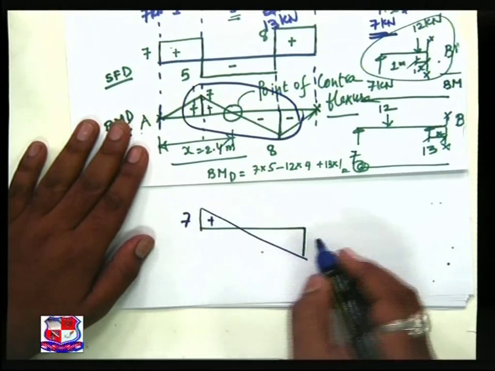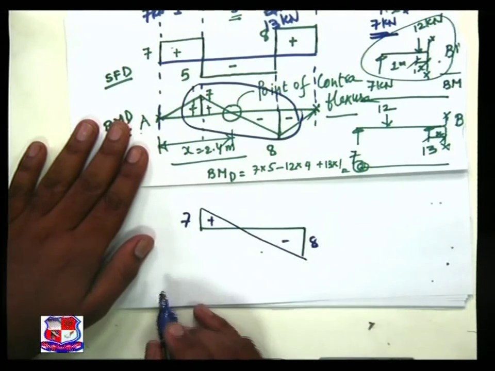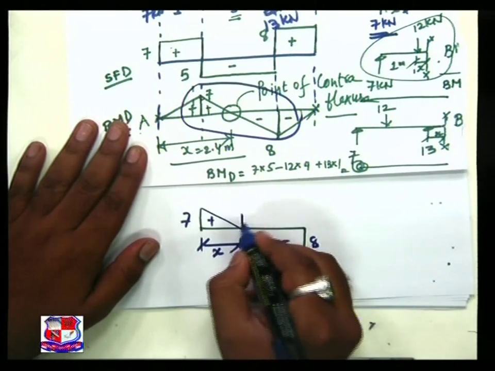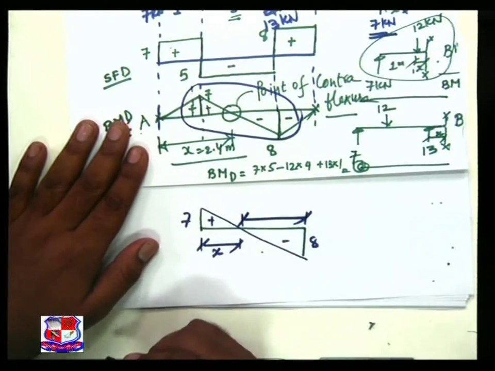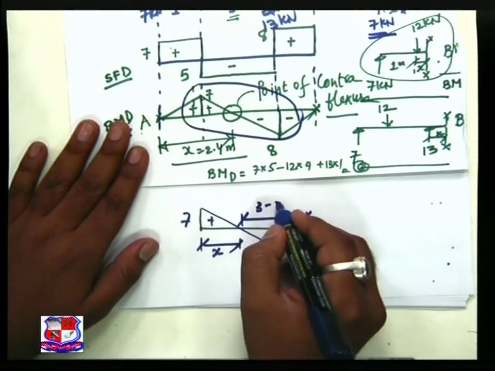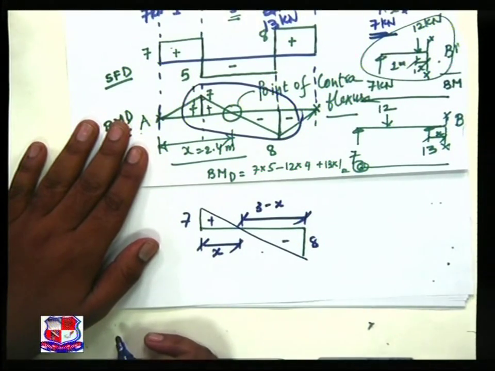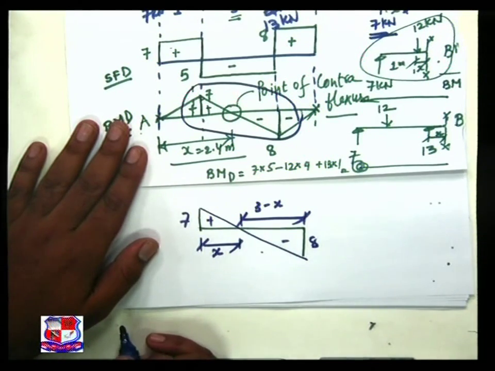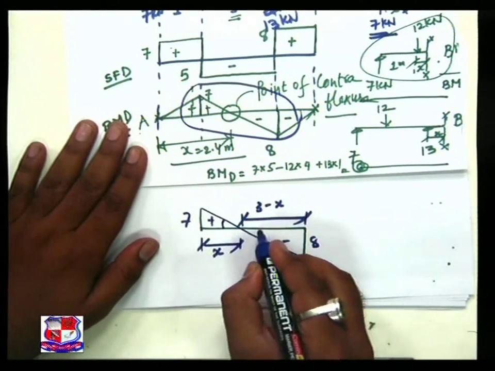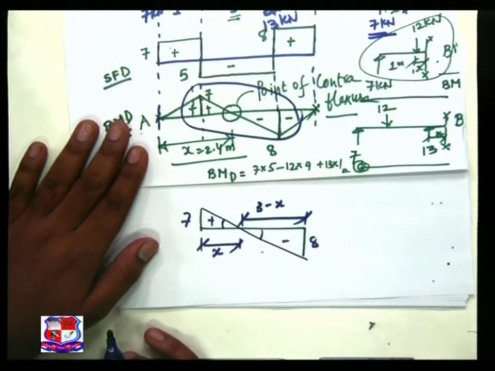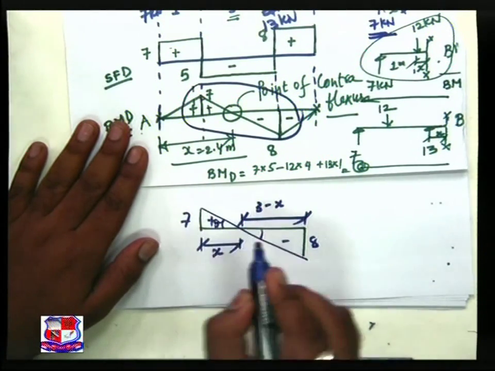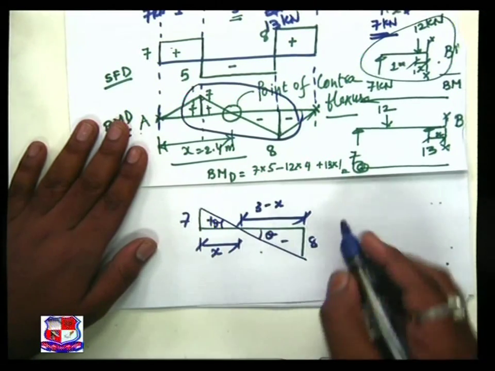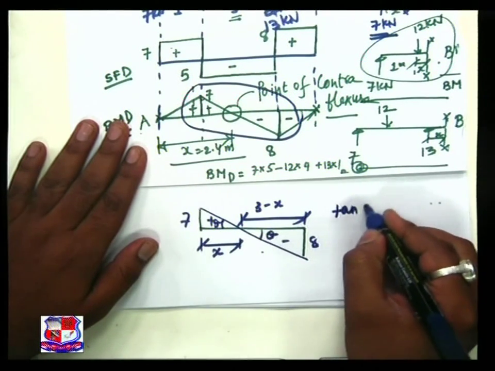7, 8, and let us say this distance is x. So what is this distance? Yes, it is 3 minus x. Now using the application of mathematics, this angle and this angle are the same. This angle is theta, this angle is also theta. As per that rule, I will use tan theta.